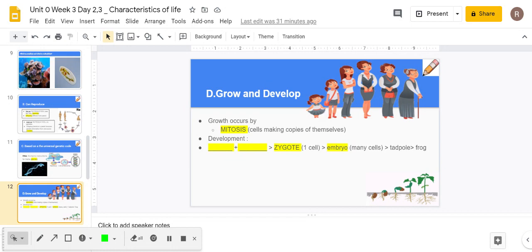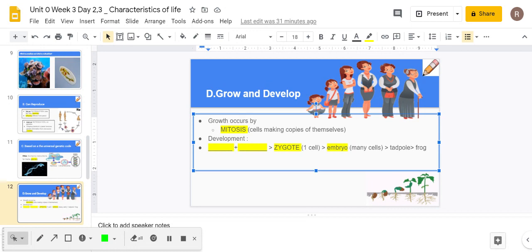So again, we have sperm and egg coming together to make the zygote, which is the one cell that will then grow into an embryo, which is made of many cells. And then that will form into, for example, a tadpole. And that tadpole will then form into a frog.